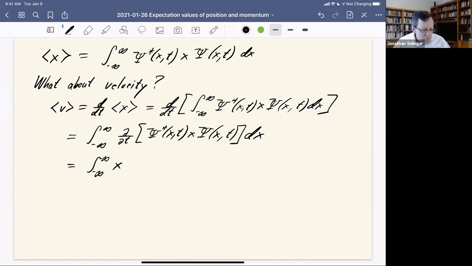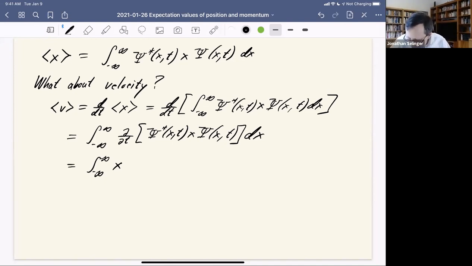Okay, well, we have to use the product rule, right? So that makes the psi star times the derivative of psi plus the derivative of psi star times psi. In fact, all of that stuff is just what we talked about in the last class, so I'm not going to do it again. I'll just use the thing that I already derived in the last class.